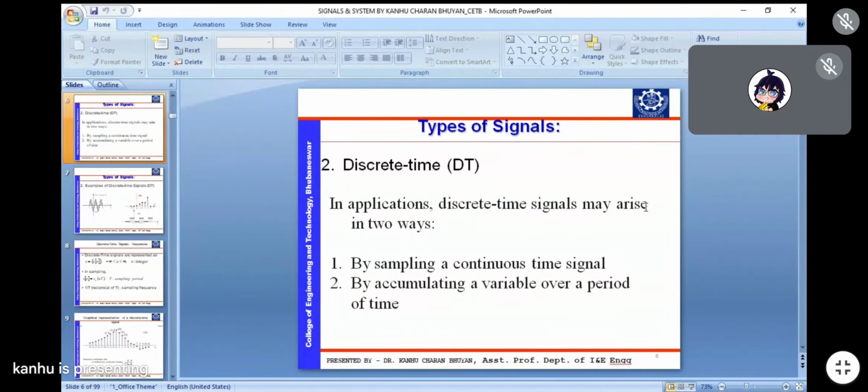For n less than 0. Then we can write n less than 0 means 0. At n equal to 0, the value is 0. At n equal to 1, n less than 0 or n greater than 0.